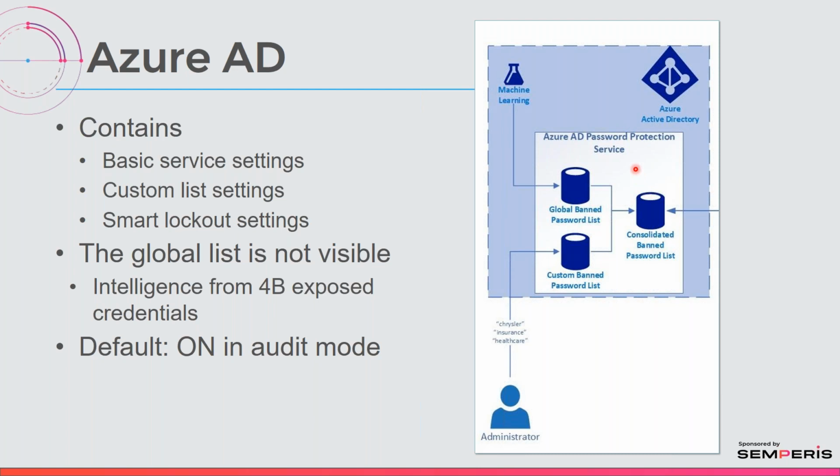service. By default, it is turned on in audit mode. This is the password protection service, and I'll show you that in a second. It's important to note that even though you can influence the custom banned password list, you cannot influence and you cannot see the global list. The intelligence to build a global list comes from about 4 billion exposed credentials.